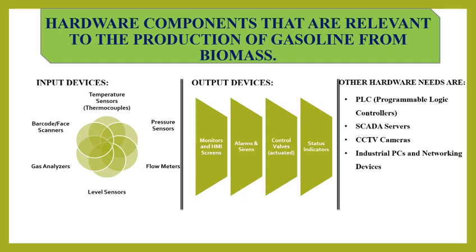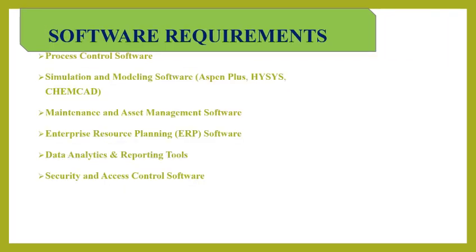Sorry, and we have the output devices. We have the status indicators, which show equipment status, whether on or off. And you have the alarms and sirens, which warn operators of critical deviations. Let's move on to the other hardware needs. We have the CCTV cameras, for security and process observation. We have the SCADA servers, which collect, store, and visualize plant data.